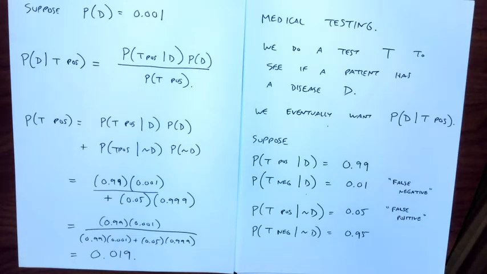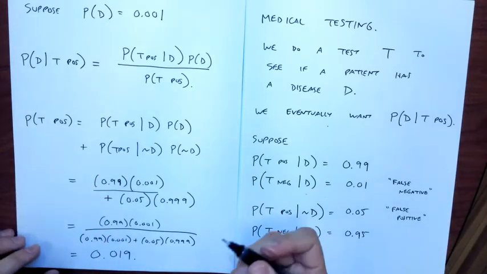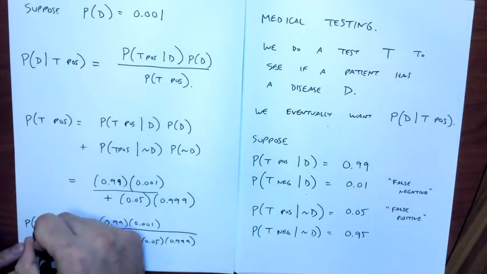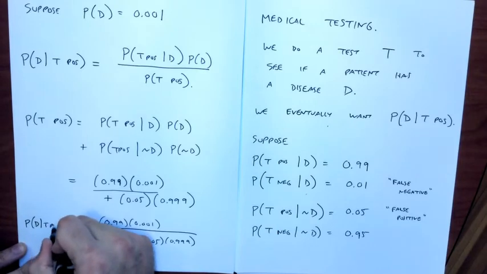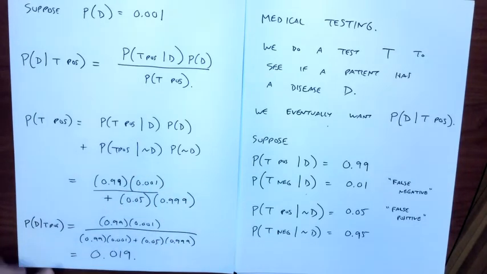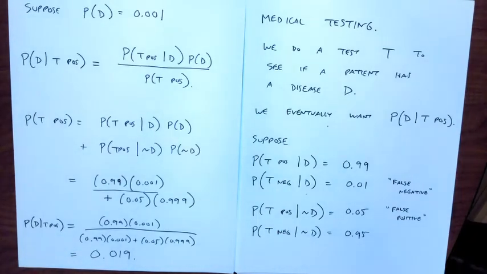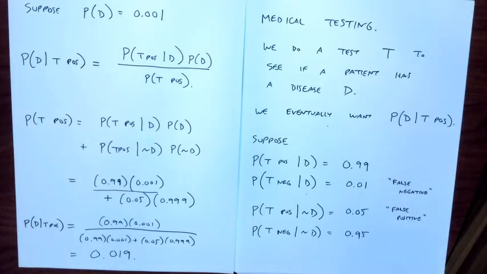Now, let's think about what that means. If the test is positive, the probability that I have the disease is 0.019. That's super small. This is not what I expected. What I expected is that if the test is positive, it gives me pretty clear evidence that this person has the disease. But what went wrong?